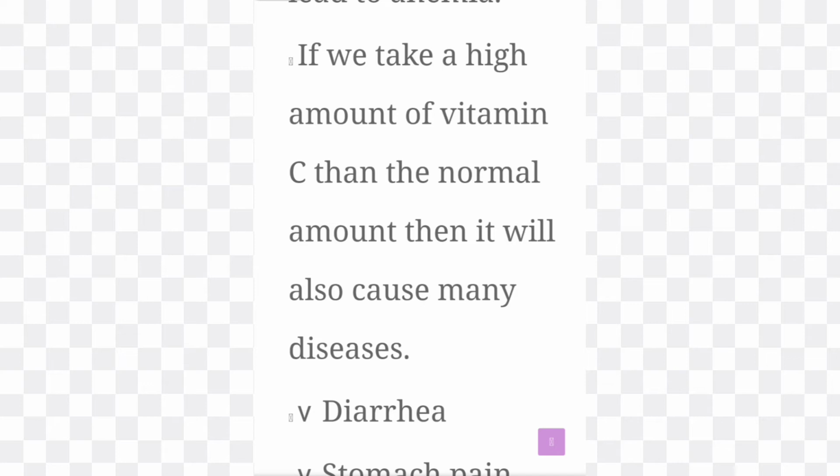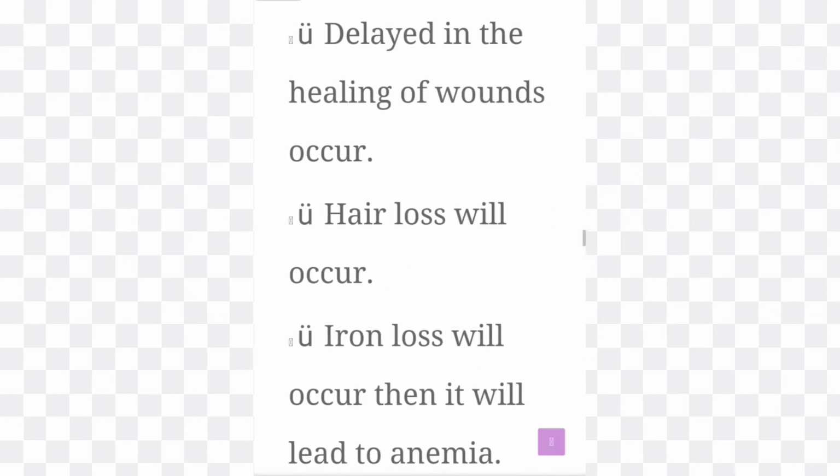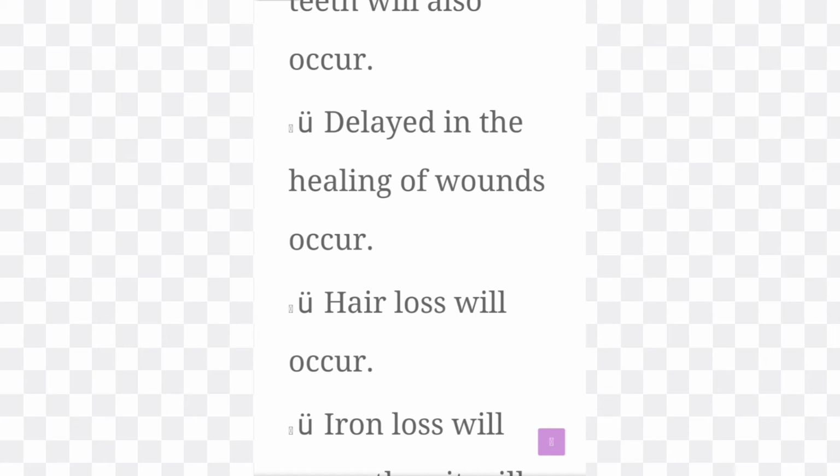You can see we should take our recommended daily intake value that I already discussed in my previous lecture. If we take a high amount than the recommended value, then we also have different types of diseases like diarrhea and stomach pain. I also discussed the importance of vitamin C in my previous lecture.